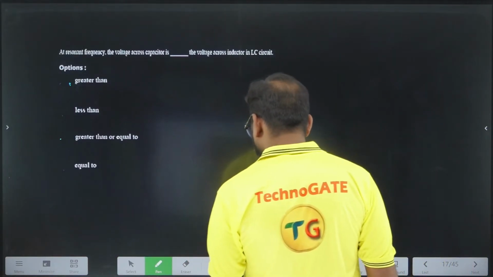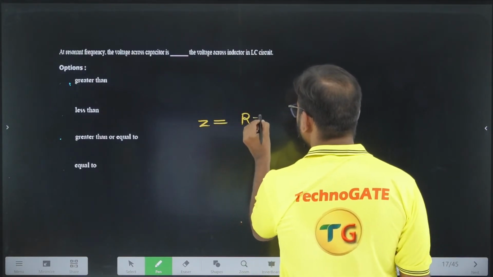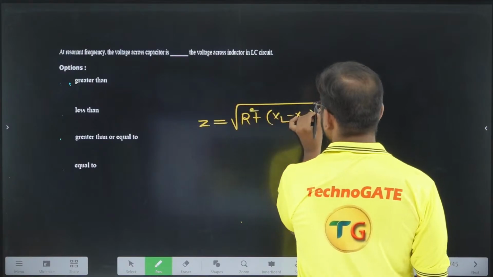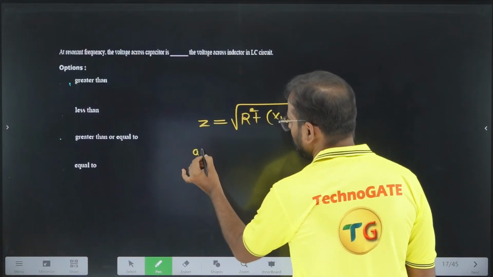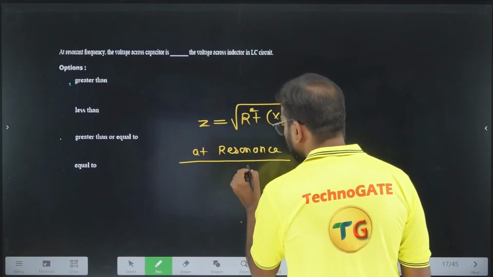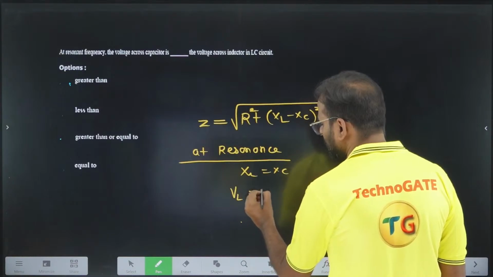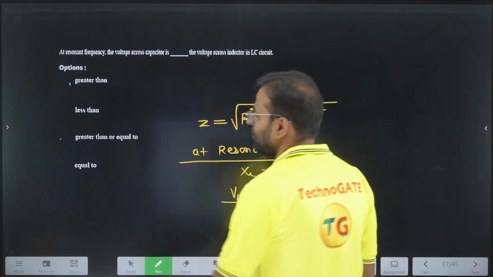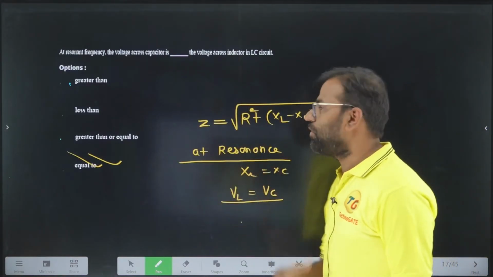We know that if this is my resonance network, the impedance is given by Z equals the square root of R squared plus (XL minus XC) whole squared. Now, at resonance we know that XL is equivalent to XC. If XL is equivalent to XC, we can say VL is equivalent to VC. The voltage across the capacitor is the same as the voltage across the inductor. So this is the condition of resonance. Which option is correct here? Equal to.